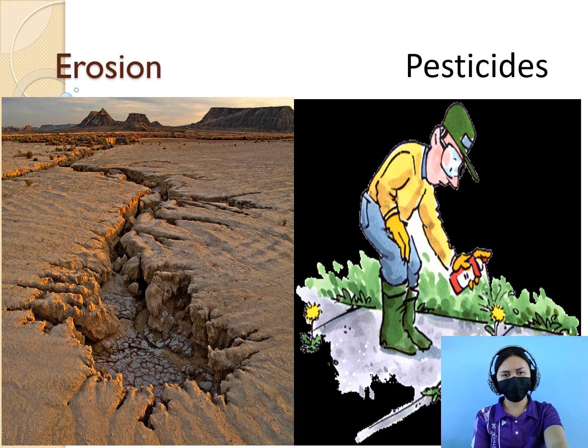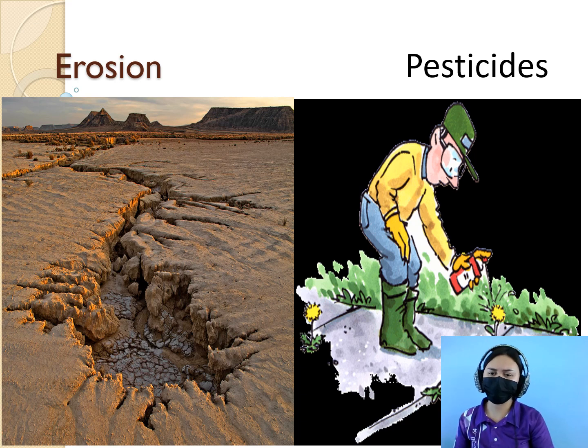Next, erosion. Soil erosion. My dear, it's not good. Pesticides. What are pesticides? These are chemicals used by some people to kill insects, right? They use them when they are farming, so insects cannot damage their farm, their vegetables, fruits. So they use pesticides, which is not good because it is a chemical.